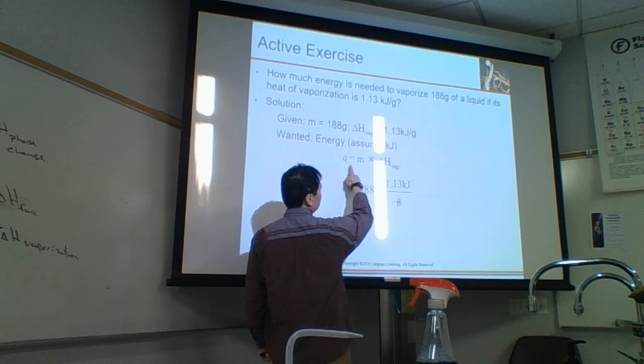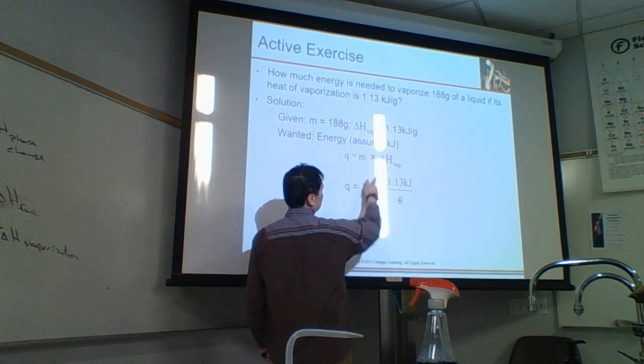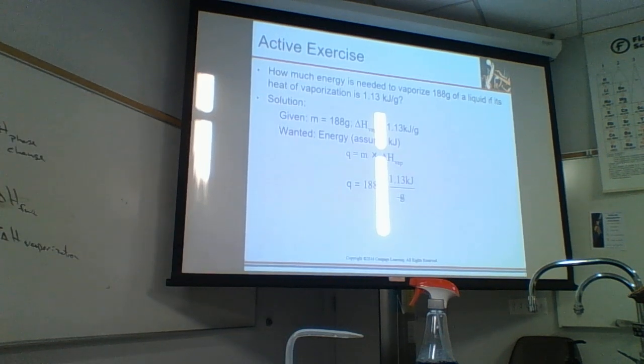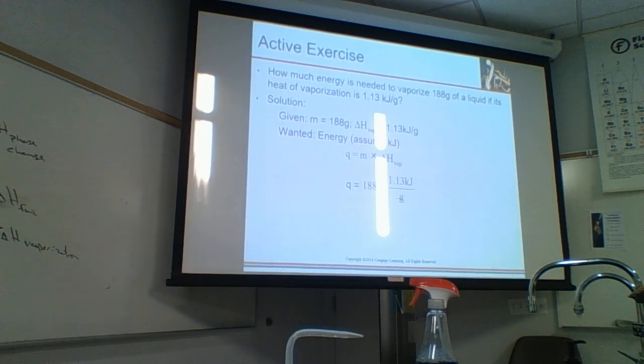So that's it. Or we can use this equation: Q is equal to amount times delta H. This is going to be delta H of vaporization because we're boiling it, or vaporizing it. And so it comes out to 212 kilojoules.